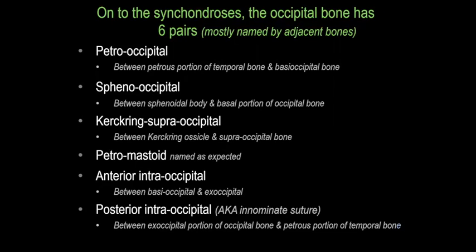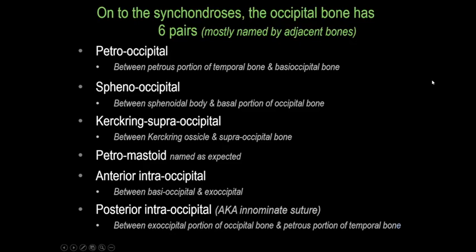The petro-occipital, therefore, is between the petrous portion of the temporal bone and the basi-occipital bone. The spheno-occipital is between the sphenoidal body and the basal portion of the occipital bone. Kirkring's ossicle and petromastoid are named as expected.